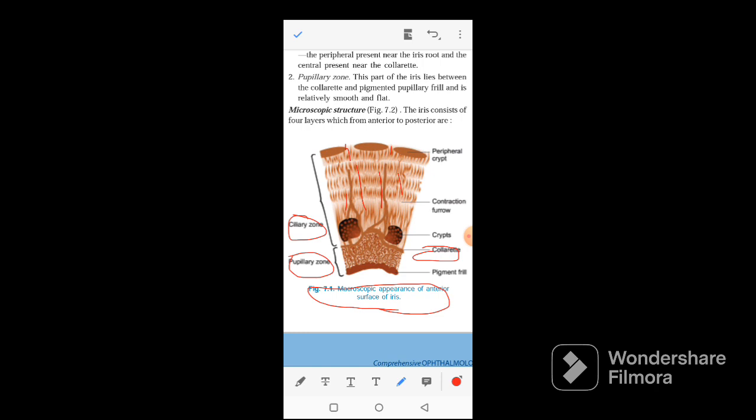Crypts, as we have already talked about, include a peripheral crypt and then the central crypt. The pupillary zone lies between this collarette and the pigmented pupillary frill. This pigmented pupillary frill outlines the pupil, and this pupillary zone is relatively smooth and flat as compared to the ciliary zone. Now in my next video, I'll be talking about the microscopic appearance of the iris.